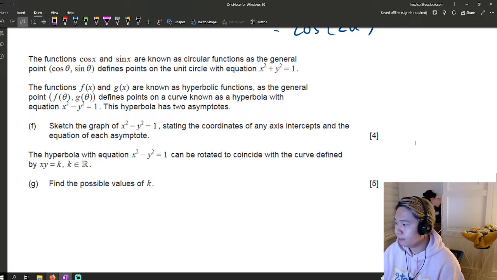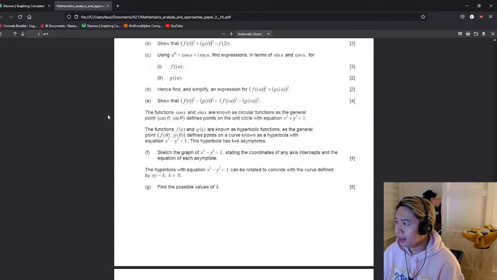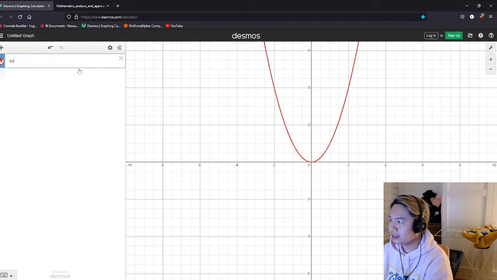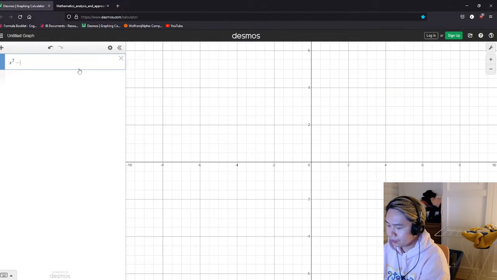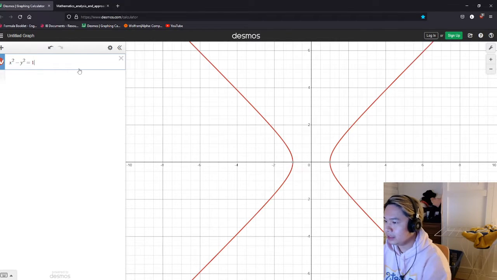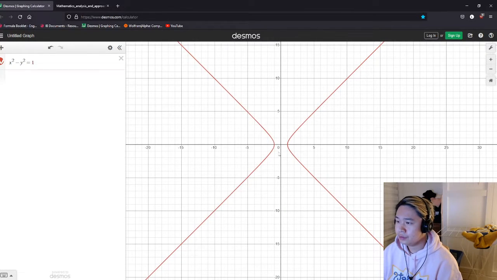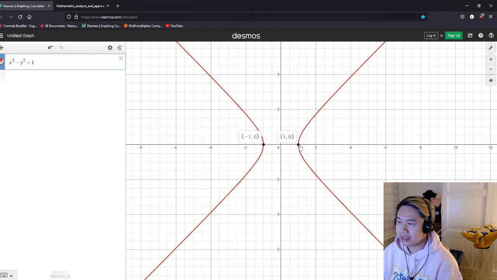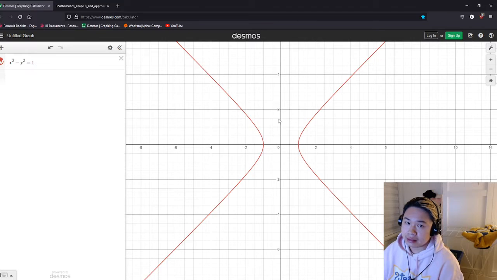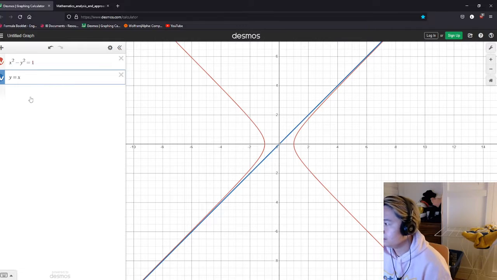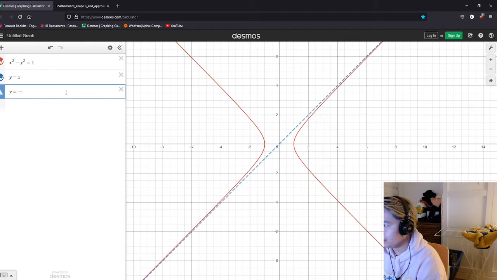If you have a graphing calculator that can graph relations, not functions, then this is very straightforward. Here's x squared minus y to the power 2 equals 1. So this is a hyperbola. As you can see, it has x-intercepts at -1 and 1, and it has two oblique asymptotes. There's one at y equals x, and another one at y equals -x.